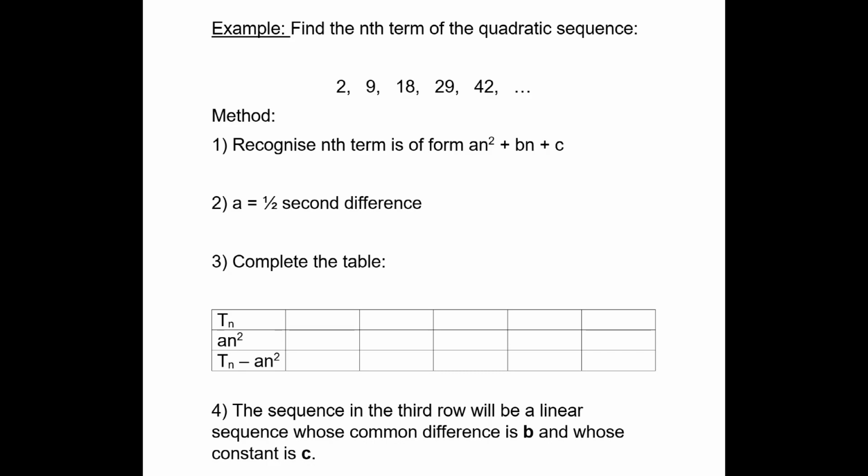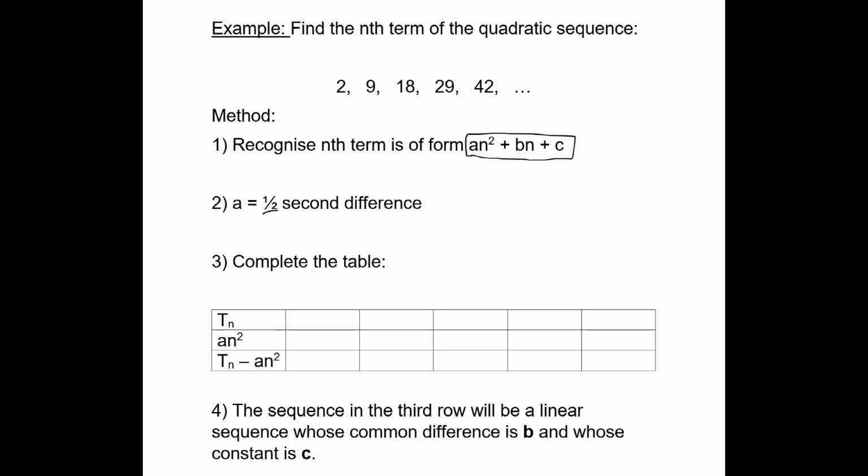This is the method. Firstly, we need to recognize that the nth term is going to be of the form an squared plus bn plus c. This should remind you of what we've done on quadratic equations, because every quadratic equation has the form ax squared plus bx plus c, so it makes sense that a quadratic sequence will be similar. A, which is the coefficient of the n squared term, is half of the second difference.